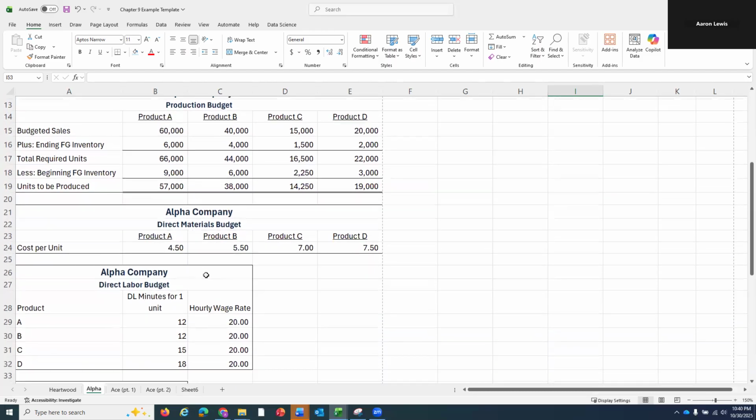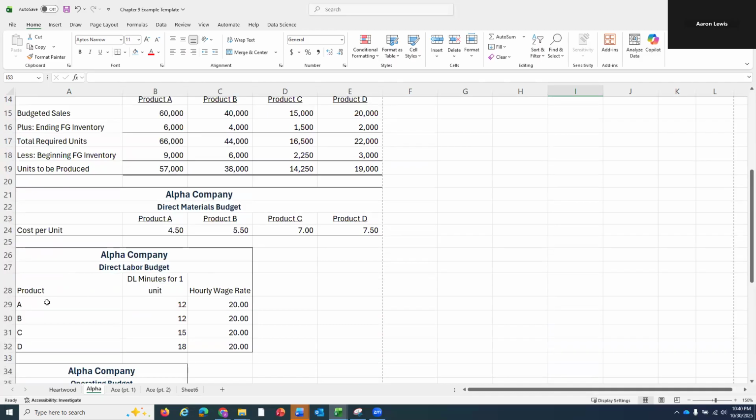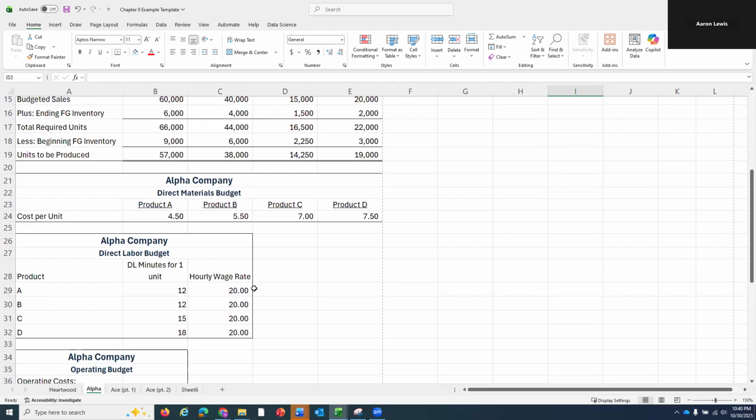We also have to account for labor. For our different products over here, we have how long each one takes to make. Products A and B both take 12 minutes to produce. Product C takes 15 minutes, and product D takes 18 minutes. And we're told that per hour, not per minute, our employees make $20 per hour in the process of making these products for Alpha Company.